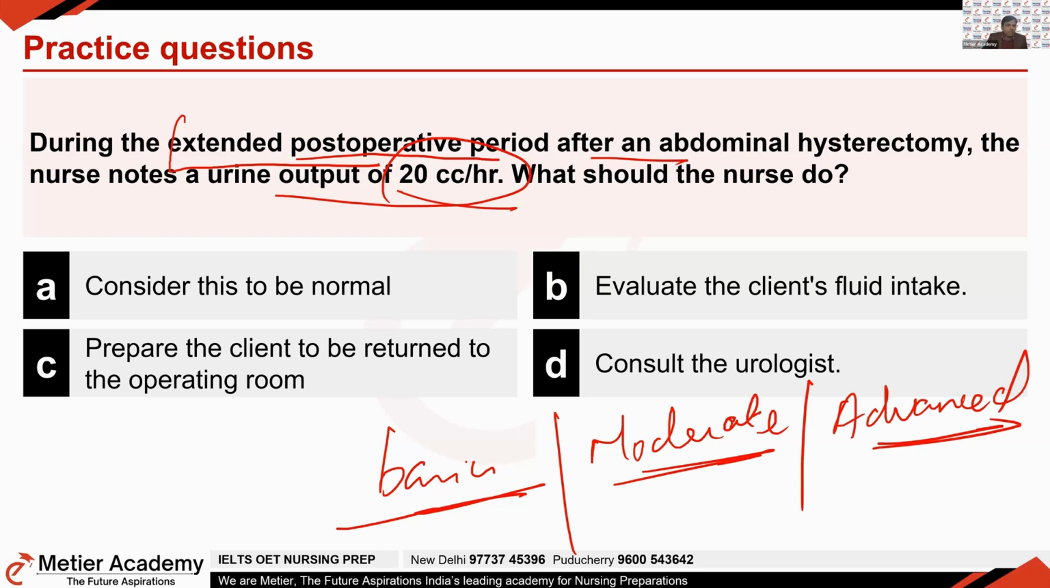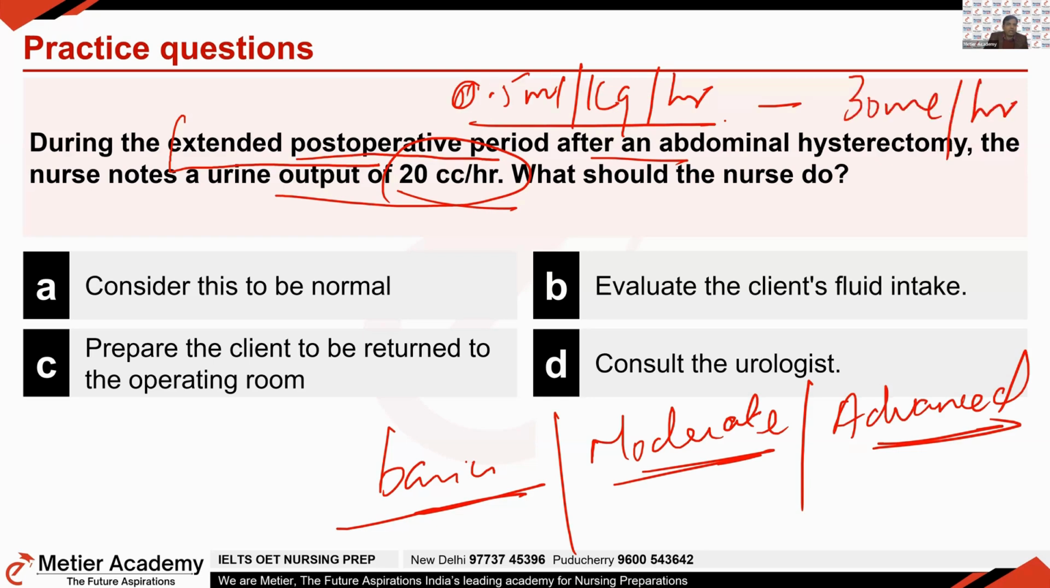Everyone knows that the normal post-operative urine output is 0.5 ml per kg per hour. In the book, if you see, they have given 30 ml per hour. Let us practice with the formula 0.5 ml per kg per hour. This is actually a direct question. Option A, consider this as normal. Option B, evaluate the client's fluid intake. Option C, prepare the client to return to the operating room. Option D, consult the urologist.